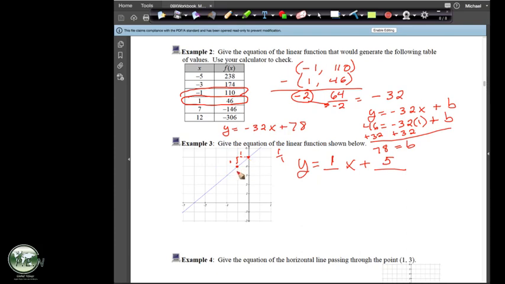Or -1, -1. However, rise 1, run 1. We can go this way. So the slope is 1, and so I could write it simply as y equals x plus 5. Or 1x. 1x is plenty fine, but you don't need to put the 1.